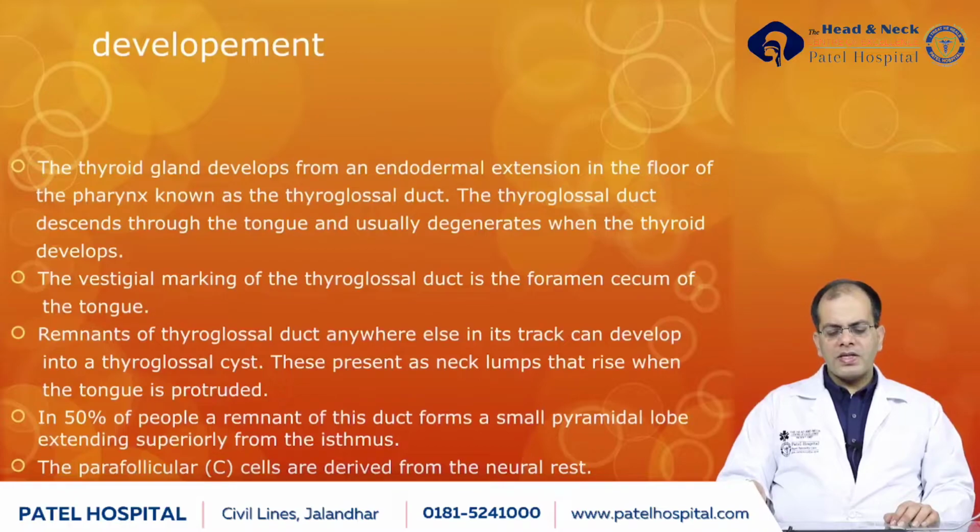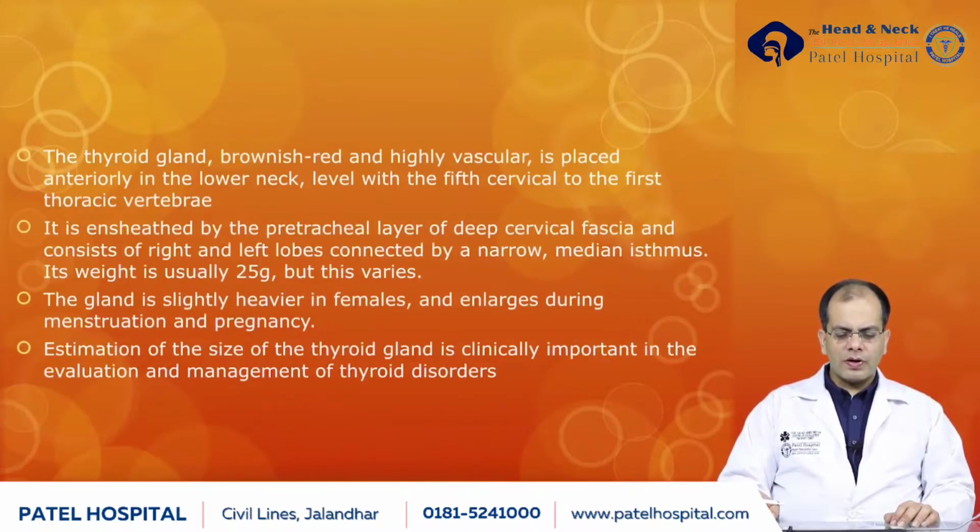The parafollicular or the C cells are derived from the neural crest, and that's roughly how the thyroid is going to develop. The thyroid, of course, as we talked about, is placed anteriorly in the lower neck. It extends from the fifth cervical to T1 vertebra, and that's variable, of course. It is ensheathed by the pretracheal layer of the deep cervical fascia and consists, like we talked already, of the right and left lobe. They are connected by an isthmus.